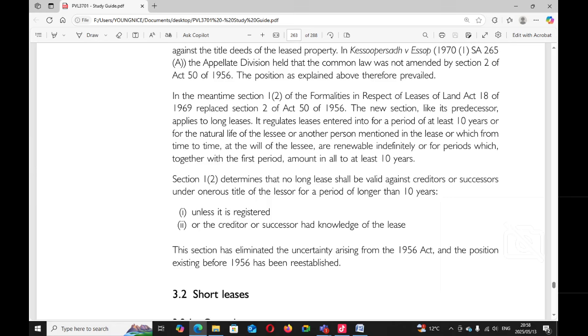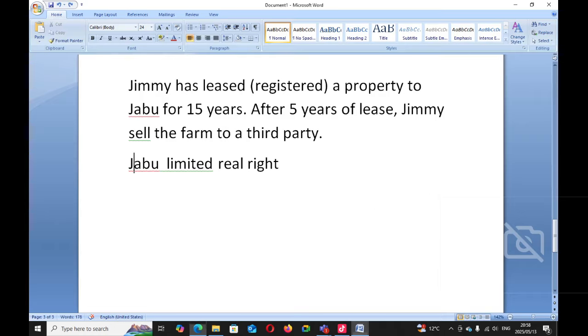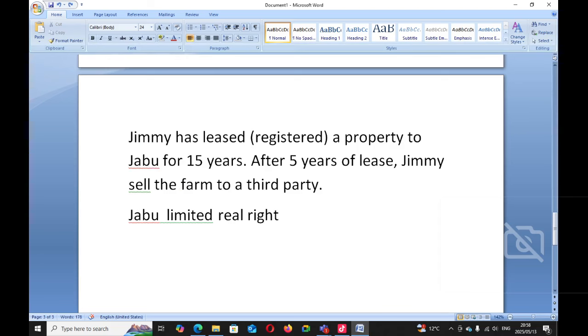Okay. I think I'm getting there. You will get there. That's why I said to you that Jimmy has leased, and then I said unregistered. I'll just assume that it's unregistered. Then I said the property to Jabu for 50. After 5 years, he sold the property. Of course, if he sells the property, the lease override sale will be applicable because it applies in less than 10 years. Then it will give Jabu a limited real right, right?